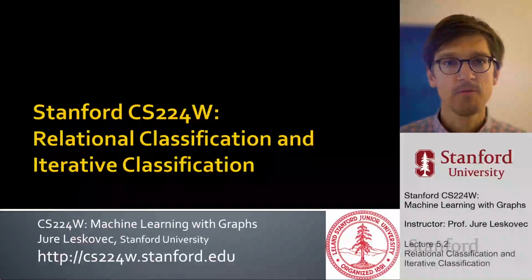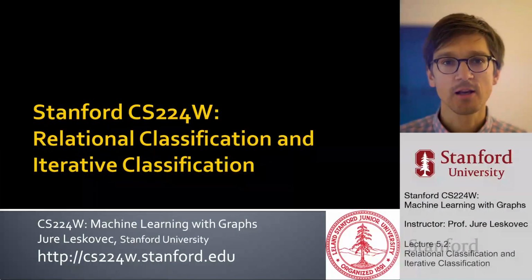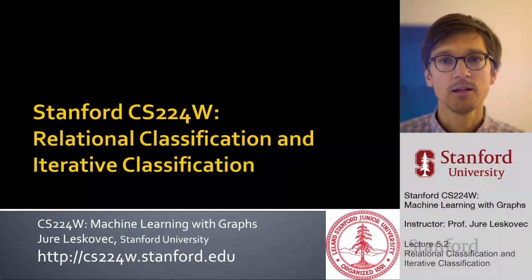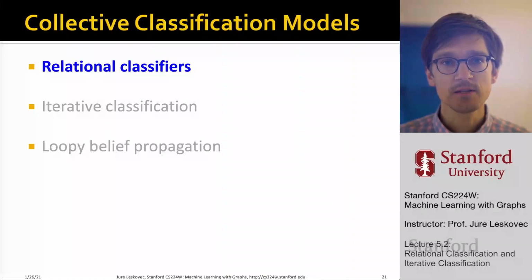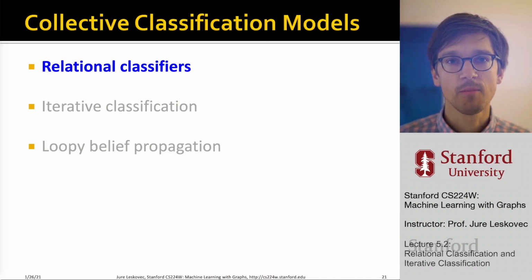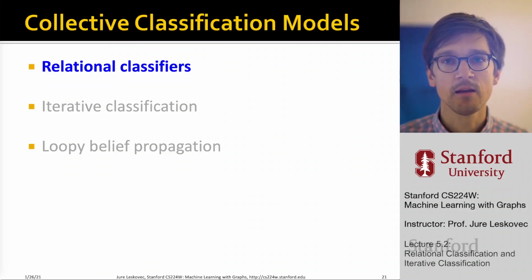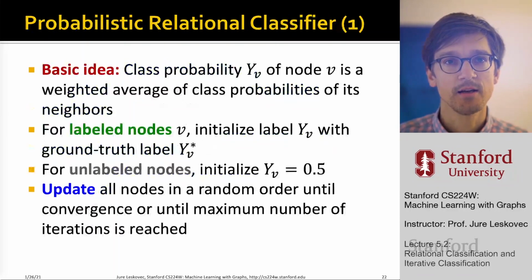So first, we are going to talk about relational classification and iterative classification. So let me explain the ideas for this part of the lecture. First, we want to talk about what relational classification is, then we'll talk about iterative classification, and then last I'm going to talk about belief propagation, as I said earlier.